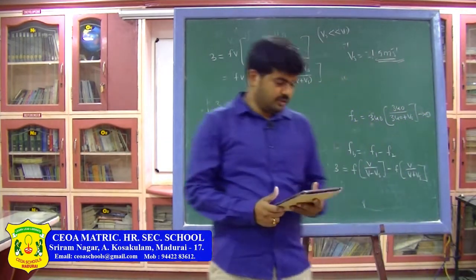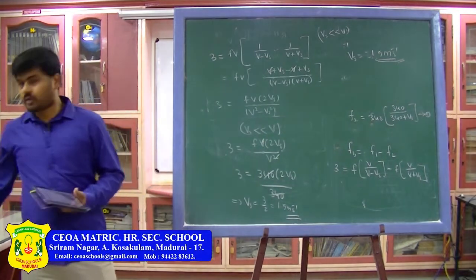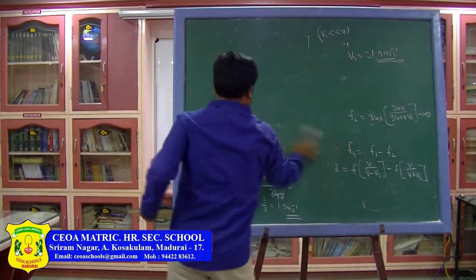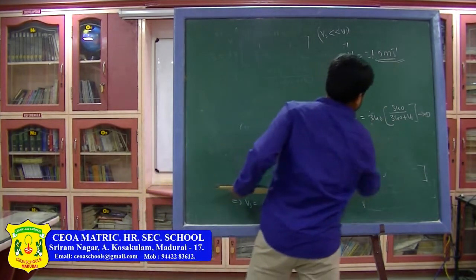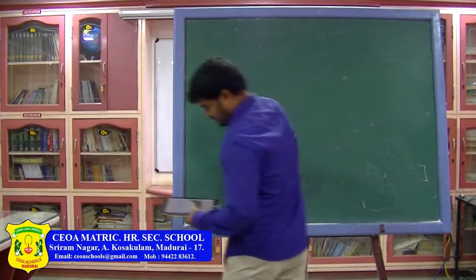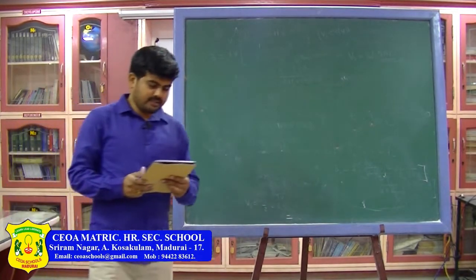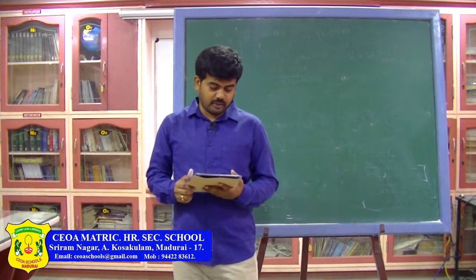Now, next question, let us discuss a few more problems on the Doppler effect. The next question is: a railway engine moving with a speed of 60 meter per second passes in front of a stationary observer. The real frequency is 400 Hz. I think this problem is already discussed.